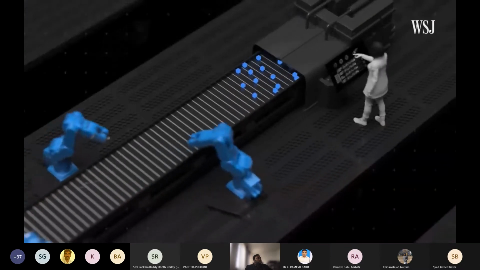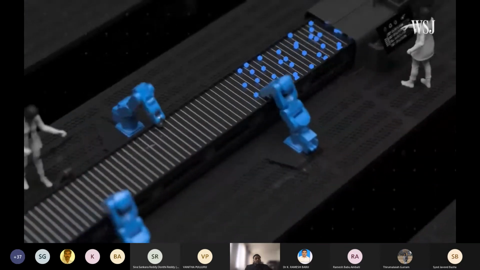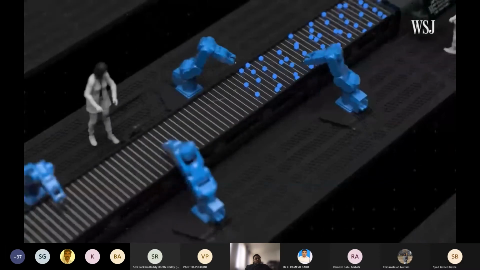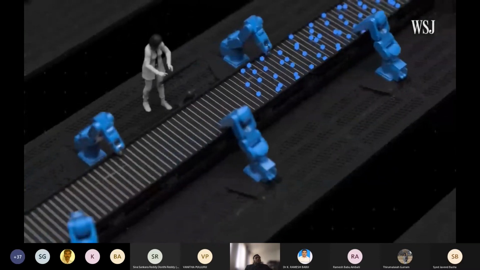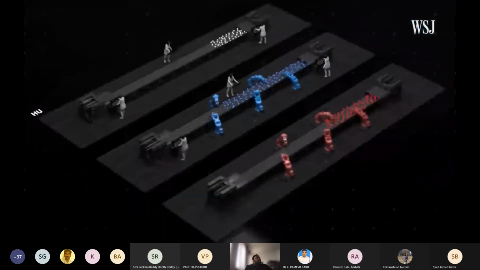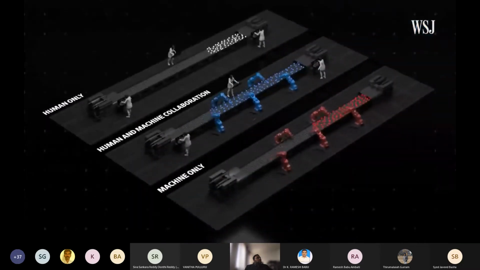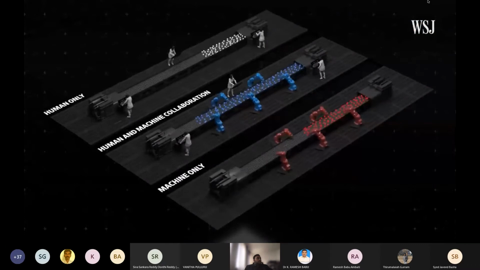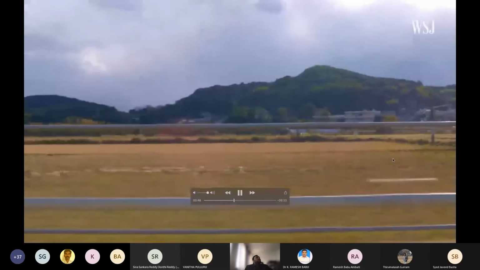In addition to being safer, the collaboration proves to be more productive. A study conducted by MIT researchers found that human-machine groups were more efficient than teams wholly comprised of one or the other. They also reduced human idle time by 85%.